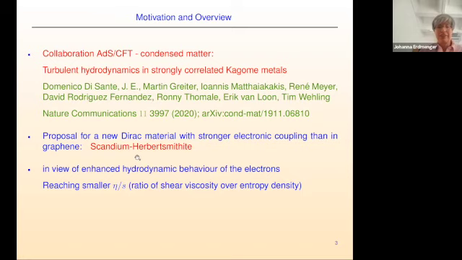I should say this material doesn't exist yet. I mean, nobody has made this material yet, but I think it should be possible to try to actually make this in the laboratory. And the reason we propose this material is to have an enhanced hydrodynamic behavior of the electrons, reaching smaller values of this shear viscosity over entropy density ratio that I showed to you.